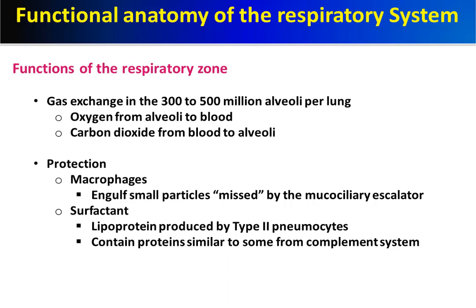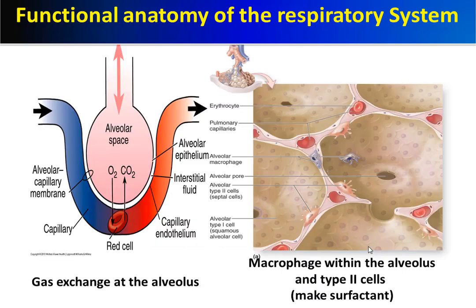And the surfactant is very important because it reduces the surface tension forces which are generated at the interface between the thin fluid layer which lines the alveoli and air inside the alveoli, and this will be described in detail in the subsequent learning activities. And it also contains proteins which are similar to some of the proteins of our complement system, which is a major component of our immune system.